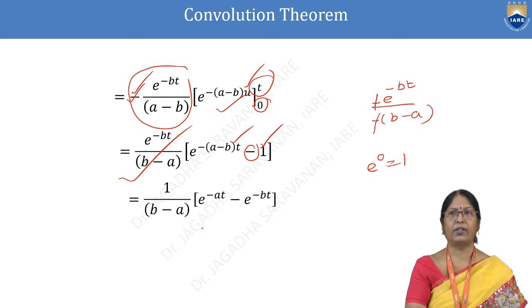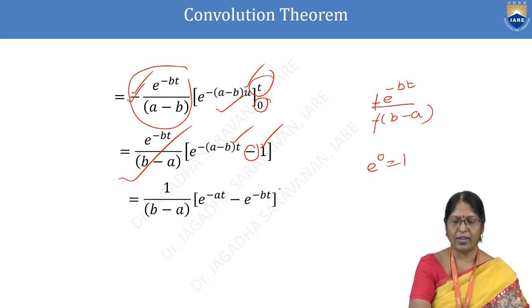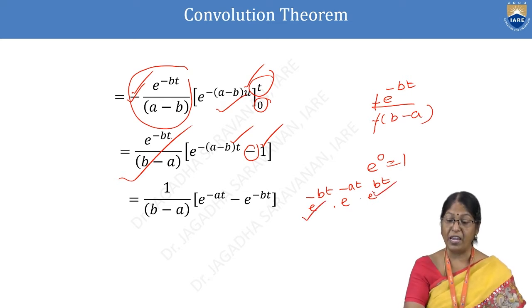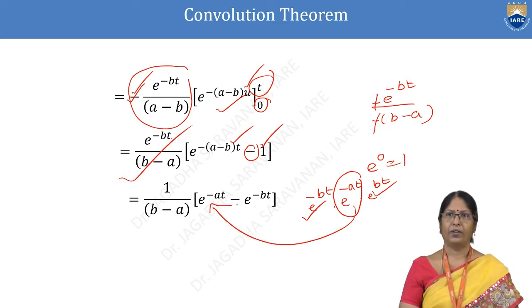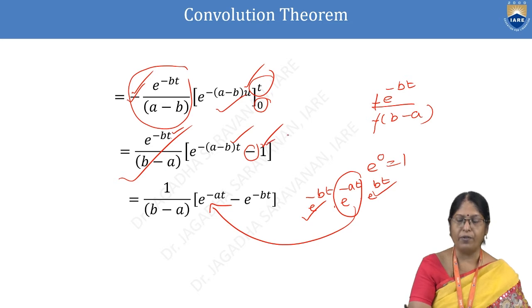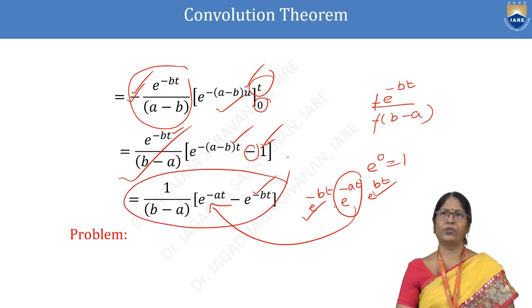Now the next step: this e power minus bt is there. So we are taking inside e power this term, minus bt, e power this one, minus at, into e power bt. Combining, we get e power 0. The leftover is this term, that's what is written here. Then this term and 1 we multiply, and we get the same as it is. So we completed the first problem using the convolution theorem formula.